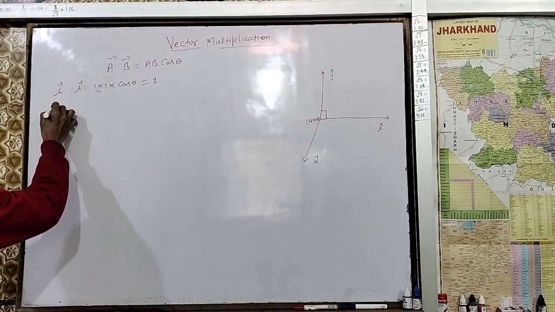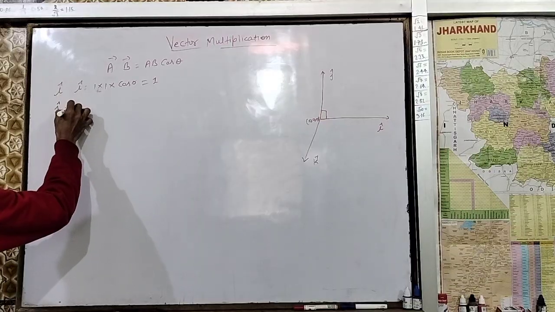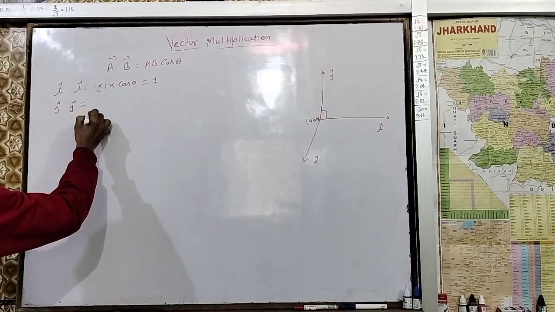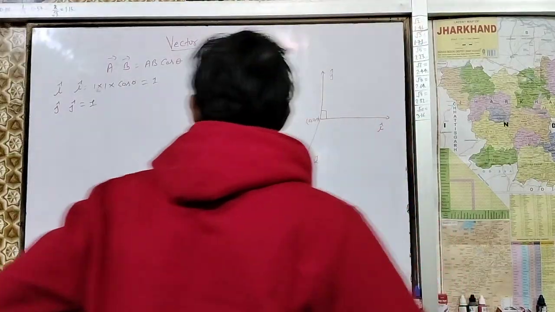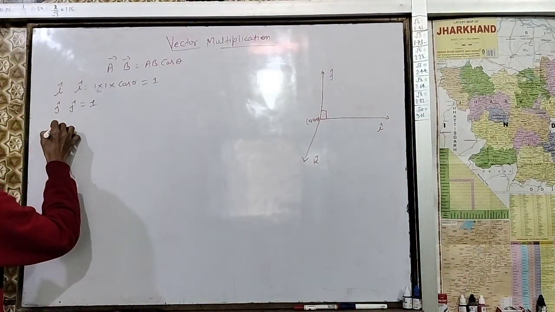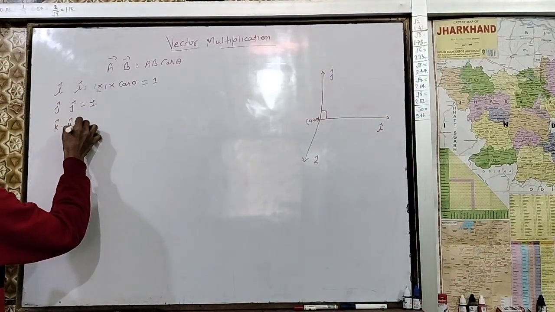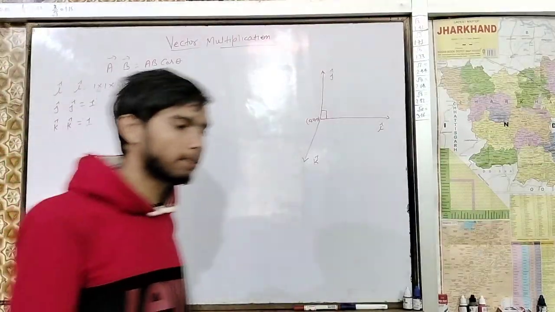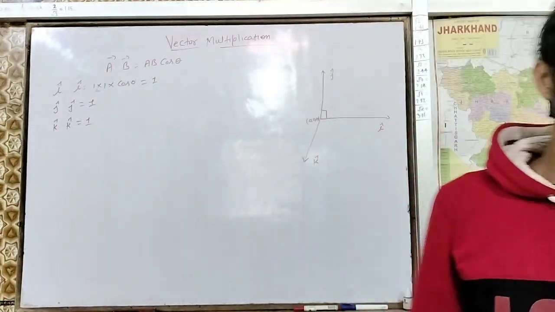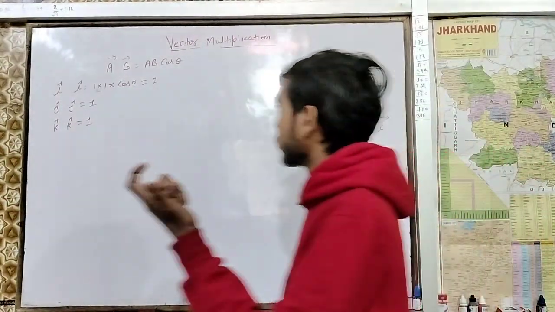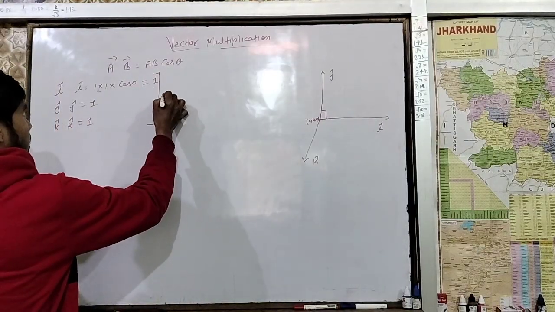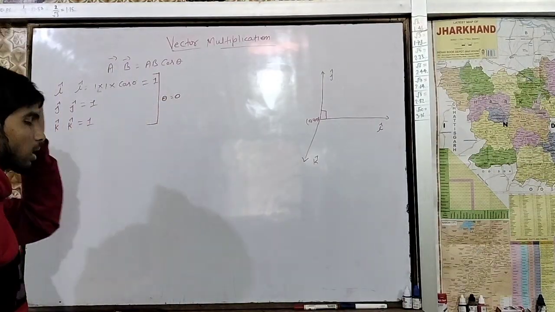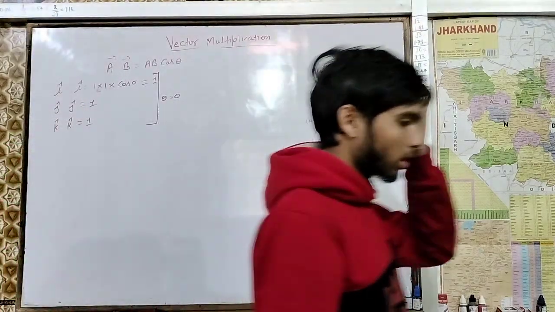The same will happen when you are taking j cap twice. So again you will get 1. The same will happen with the k cap. Again you are getting 1. All this will happen when theta is 0 degrees.